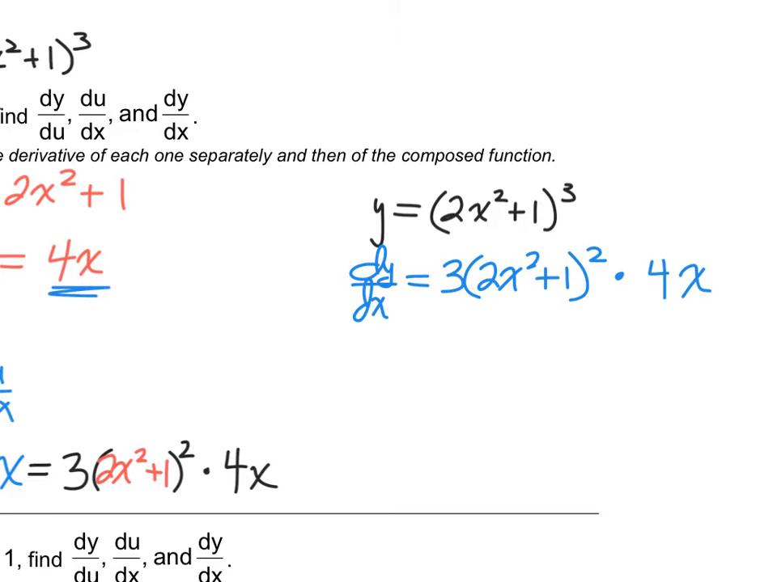3 times something squared, right? So something to the third power, 3 times something squared. Something to the third, 3 times the something squared. Where do you think the 4x is coming from? The derivative of something. The derivative of the something. All right, so take the derivative around the something, and then multiply it by the derivative of the something.